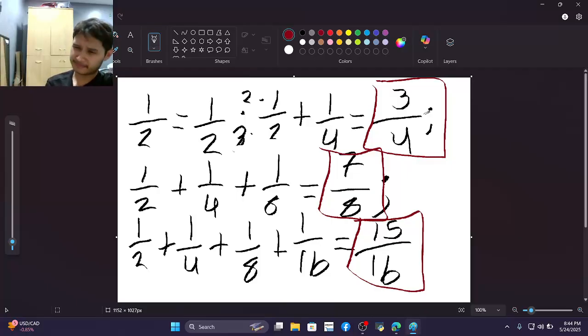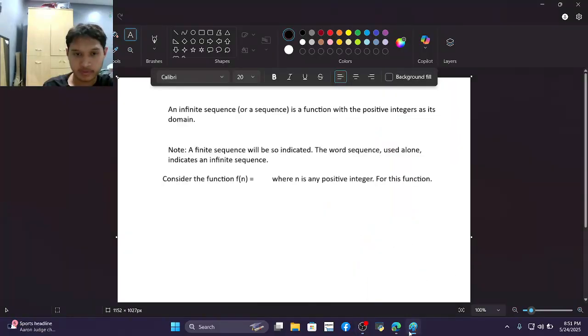Now, if you look at this, it seems that it is almost 1. An infinite sequence, or a sequence, is a function with the positive integers as the domain. Note, a finite sequence will be so indicated. The word sequence used alone indicates an infinite sequence.